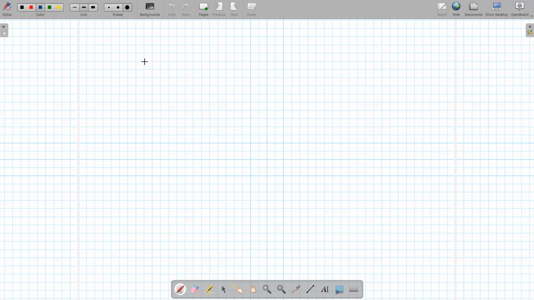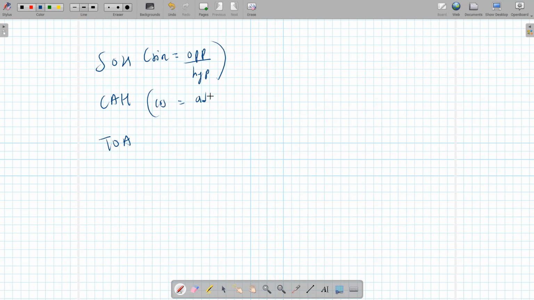SOH CAH TOA is pretty straightforward, actually. I can just give you a quick overview. SOH CAH TOA. So this is sine, which is equal to the opposite over the hypotenuse. This one's cosine, which is the adjacent side over the hypotenuse. And the last one is tangent, or just tan. That is equal to the opposite over the adjacent, right?